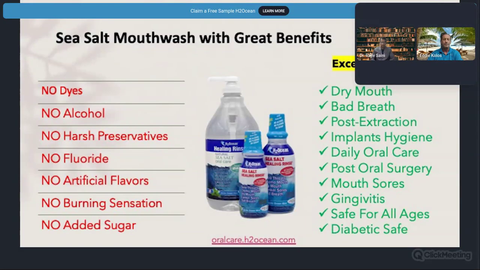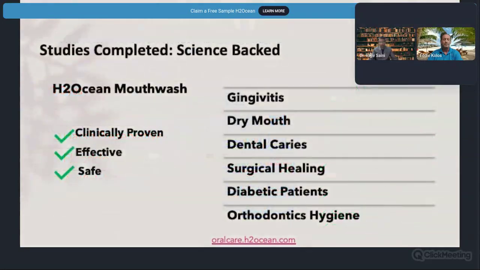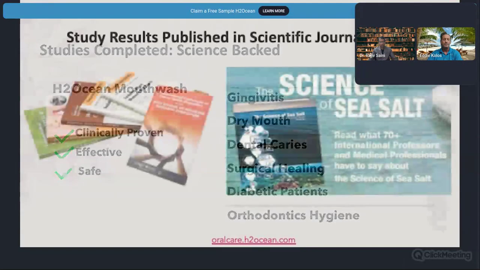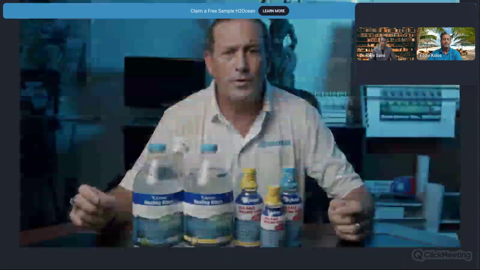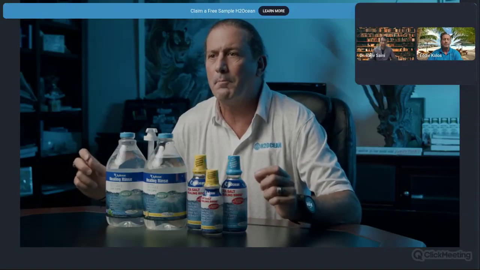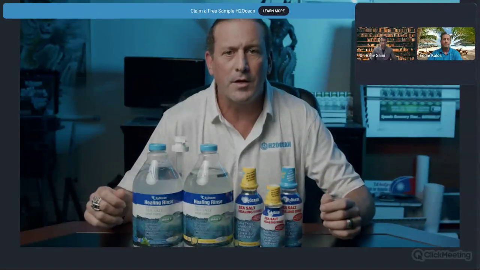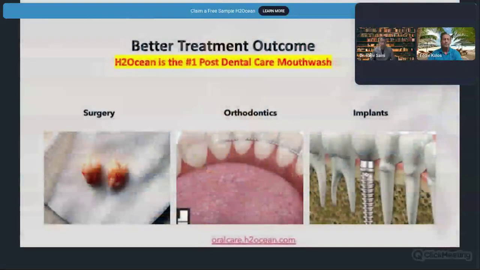It's scientifically backed. H2 Ocean's mouthwash isn't just a product, it's a scientifically proven solution. We conducted extensive studies on its effectiveness in treating gingivitis, dry mouth, dental caries, and for orthodontic hygiene. These studies have been published in reputable scientific journals. H2 Ocean has become the number one post-dental care mouthwash for surgery, orthodontics, and implants. We offer excellent patient compliance with our cleaning with healing approach.